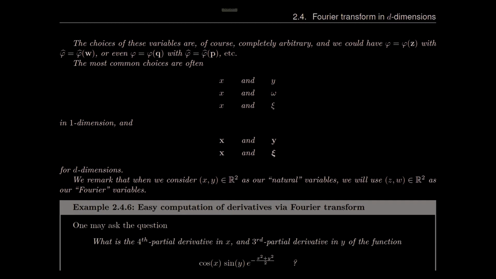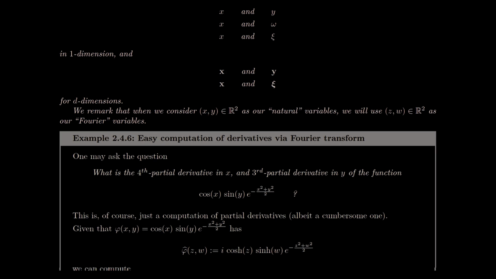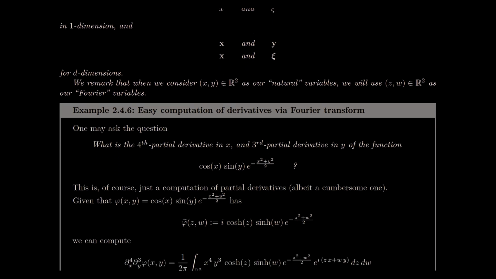And in the following examples, I'm using x and y in R^2 as our natural variables. And then I'm using z and w in R^2 as our Fourier variables. Okay, so we're jumping from x, y in the first set of variables, and then I compute a transform, and I end up with z, w. And then we could go back to x, y, or we could go back to z, w, and so on. So we just have to be aware that we can make those choices ourselves. And I'm going to be doing x, y, and then z, w.